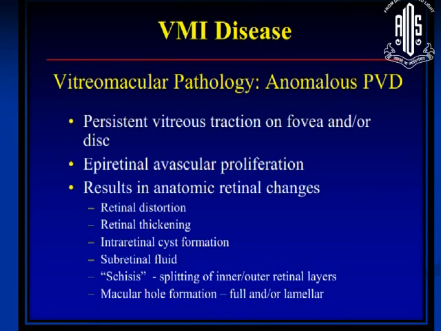The one is that all these tractions bring about structural changes in the retina. Basically it would be in the form of retinal distortion, retinal thickening, inner cyst formation, and the formation of subretinal fluid or schisis, which I told is a splitting of retinal layers. These structural changes can be well imaged with 3D imaging or spectral domain OCT. In the end stages, there could sometimes be a consequence of macular hole formation.